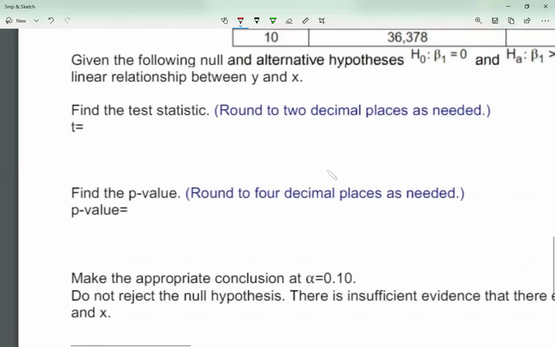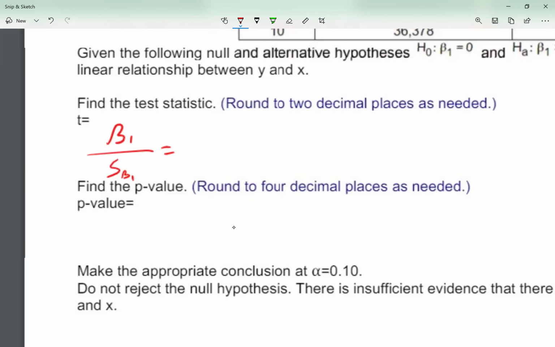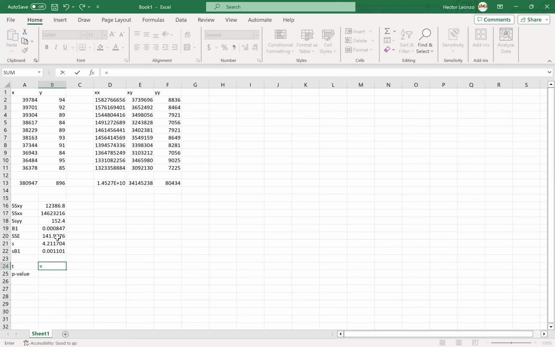My T value, my test statistic. I'm going to give you guys a formula for this. My test statistic is my beta 1 divided by my standard error of least squares slope. So we call this my beta 1 divided by SB1. And I'm going to round my answer to 2 decimal places. Okay. So for my T value, I'm going to go equals beta 1, which is this one, divided by my SB1. I'm going to round this to 2 decimal places. I'm going to call this 0.77.